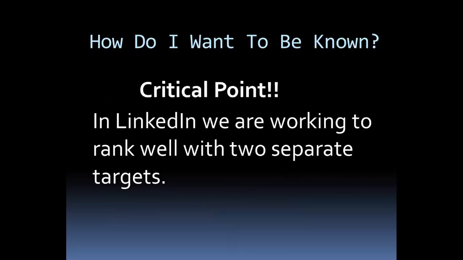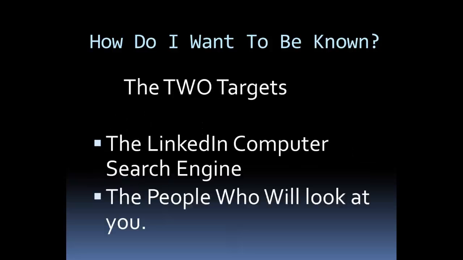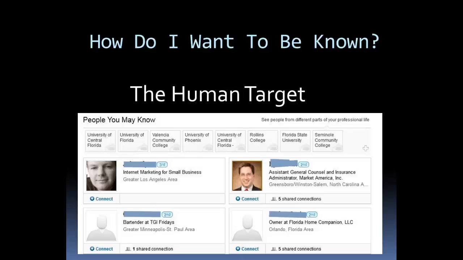Critical point. In LinkedIn, we are working to rank well with 2 separate targets. One is the LinkedIn computer search engine algorithm, and the second one is people. Because when people see what you are and see what you're doing, you want to resonate with them or get them to say, oh yes, this person looks like what I'm looking for. So those are 2 separate and distinct targets that we have to consider.